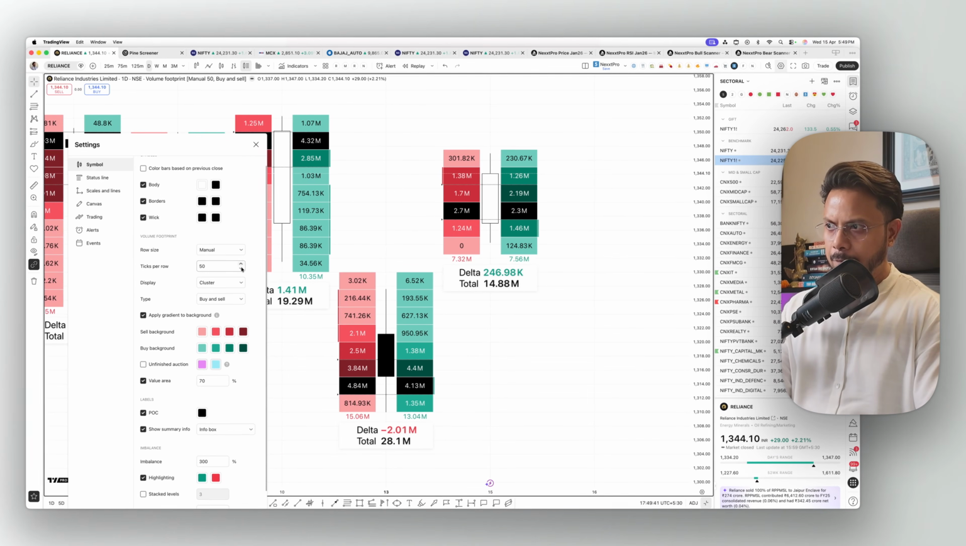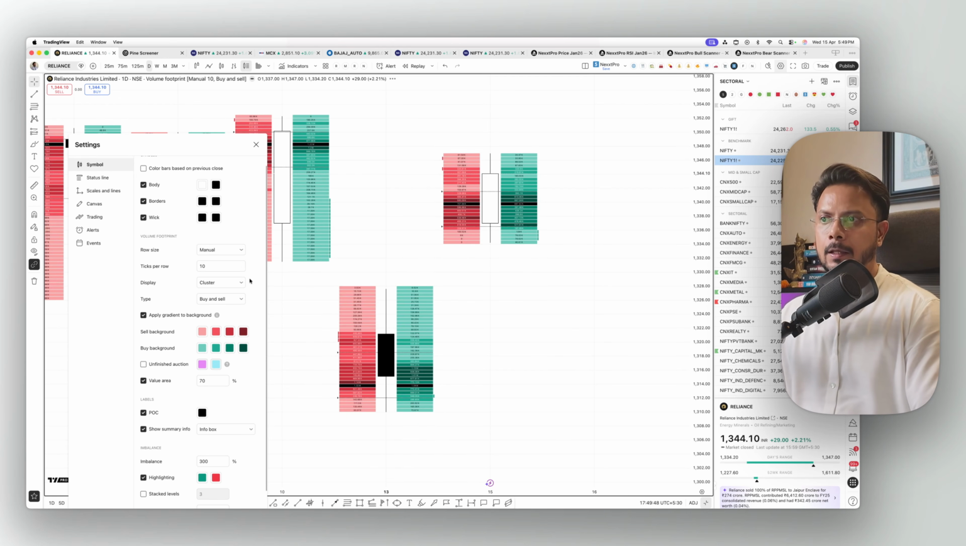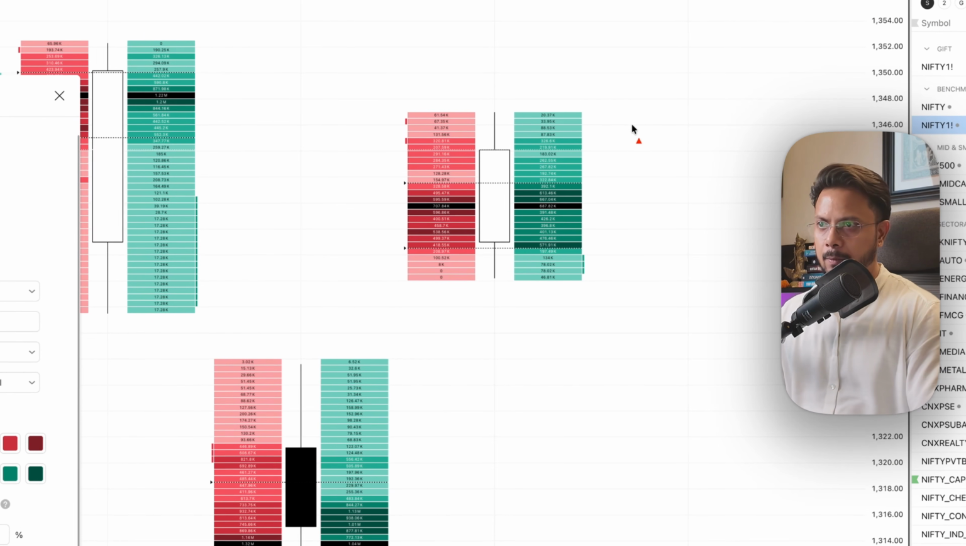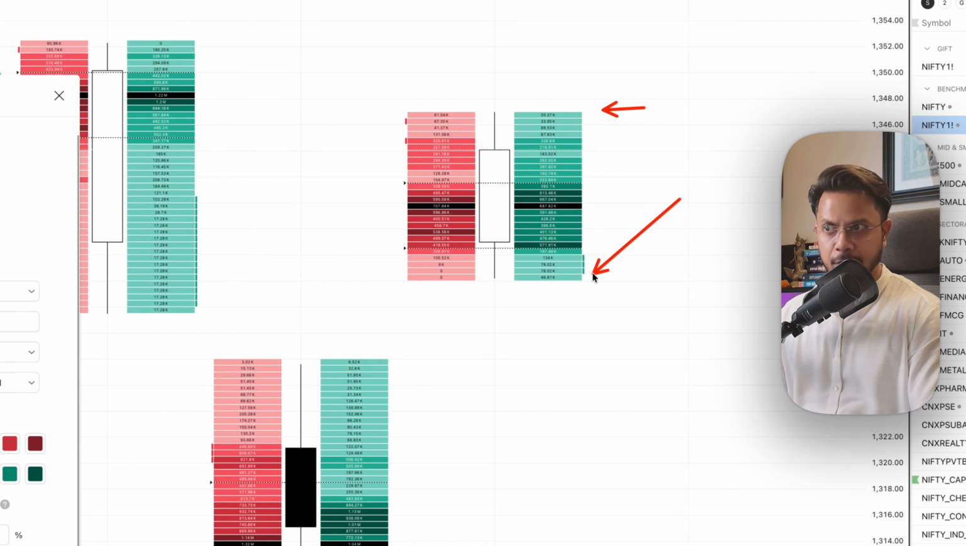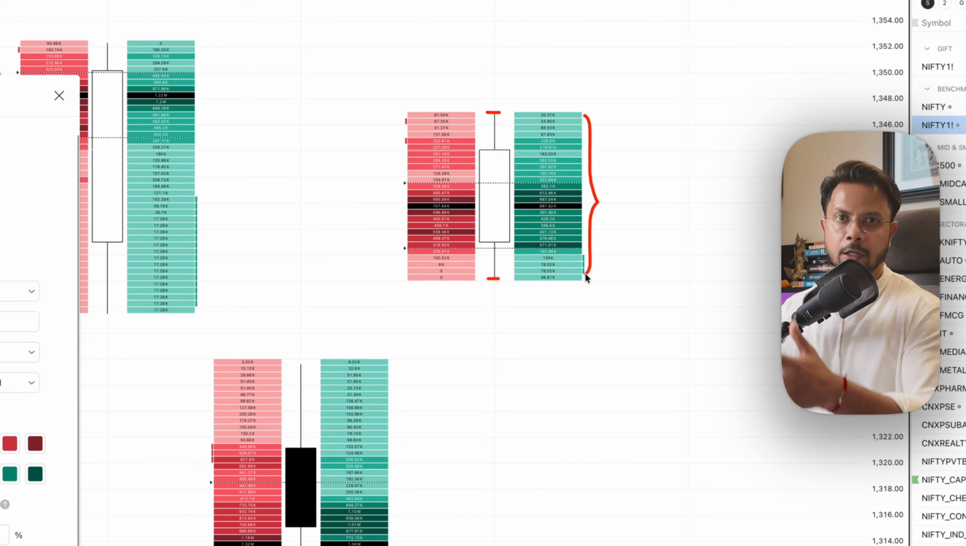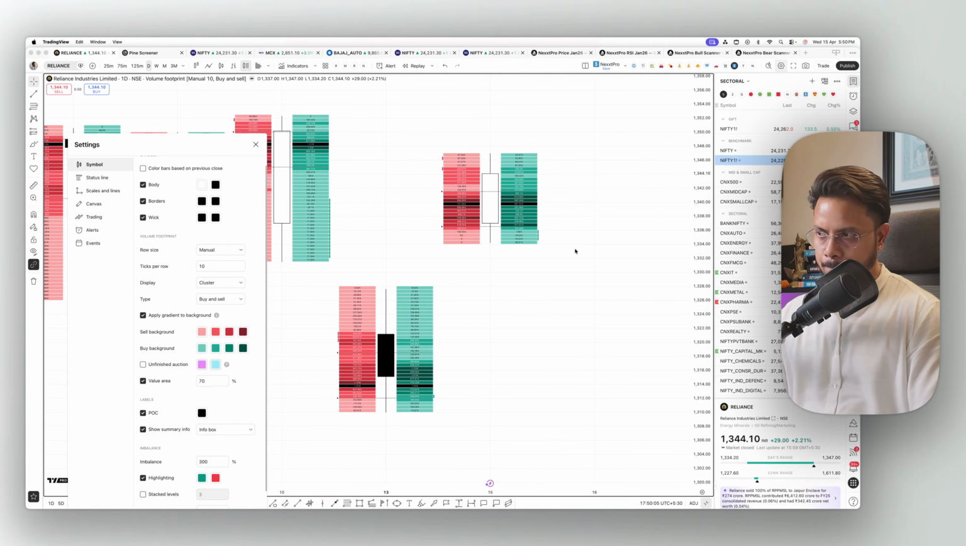So let's say that if we now reduce these ticks per row and make it, let's say, 10, then you will notice that the number of rows has increased significantly and I have come very close to the highest point and lowest point. So my volume distribution is encompassing, it's kind of covering most of the candle's range. Okay. For the time being, let's keep manual, let's keep 10.